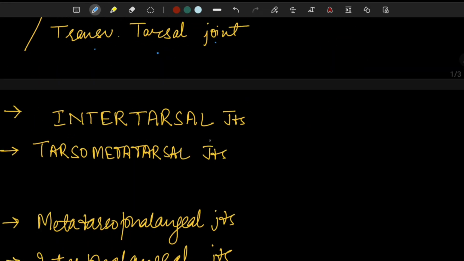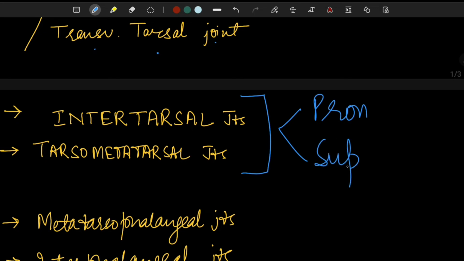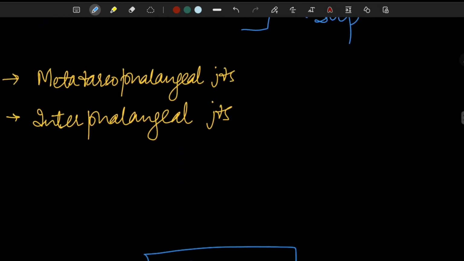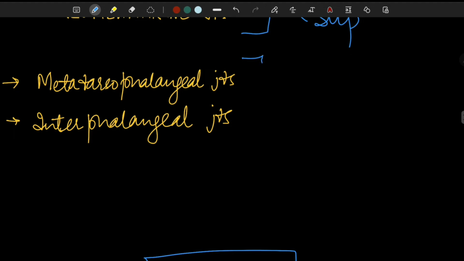Next we talk about the intertarsal and the tarsometatarsal joints, because they collectively contribute to the pronation and supination of the foot. The distal joints, which are the metatarsophalangeal and the interphalangeal joints, are simple joints leading to the flexion and extension of the toes.